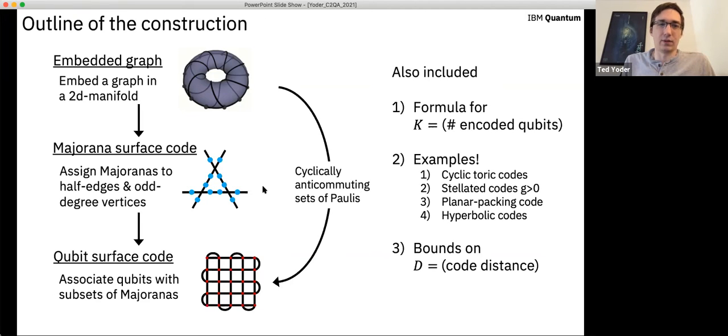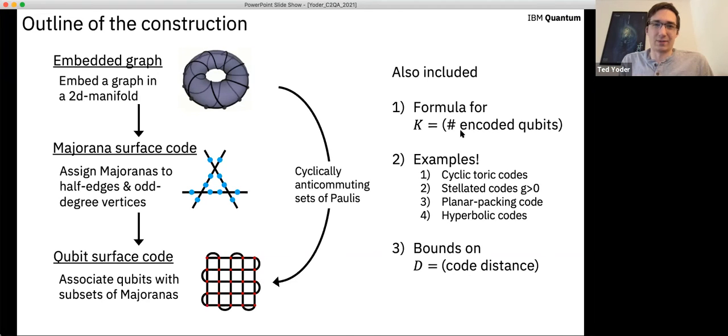Now in the paper, I go through this Majorana surface code construction, and from that get to the qubit surface code. But there's also a more direct way using what are called cyclically anti-commuting sets, or lists, I think I call it later, of Paulis. So that's what I'm going to do in this talk. I'm not going to talk about the Majorana surface codes at all.